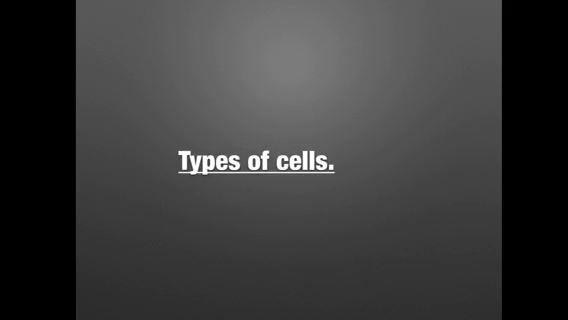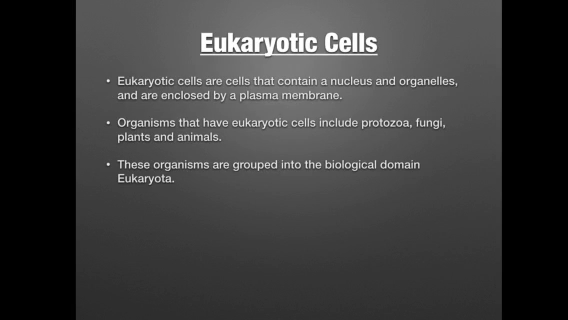Now we're going to talk about the two types of cells. First type is the eukaryotic cells. Eukaryotic cells are basically cells that contain a nucleus and organelles, and they are enclosed by a plasma membrane. Organisms that have eukaryotic cells are the protozoa, the fungi, the plants and animals, and obviously the human body. These organisms are grouped in a biological domain that is called the eukaryota.